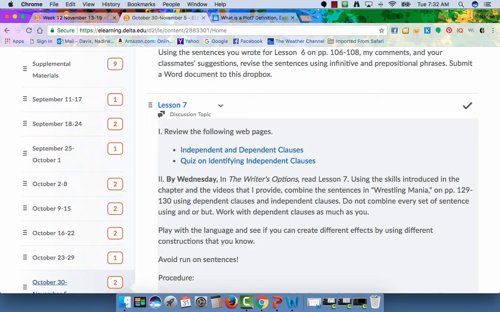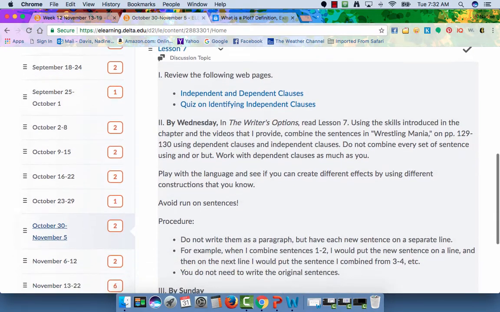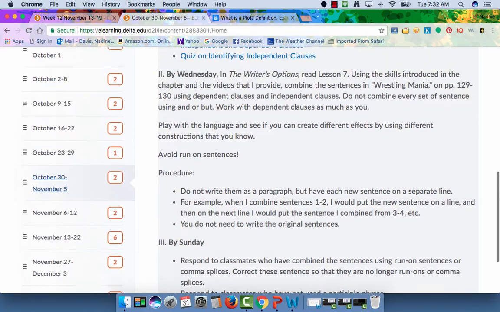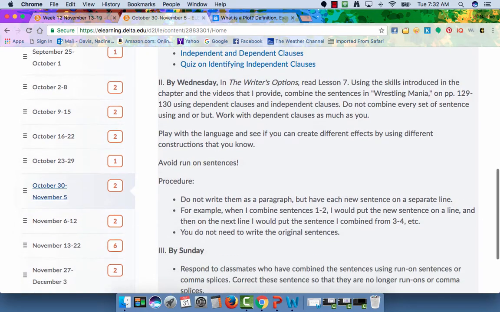prepositional phrases, are not clauses. They're phrases. A clause has a verb. So you need to keep that in mind as you're doing your combining, okay? Those are due by, it should be by Thursday.